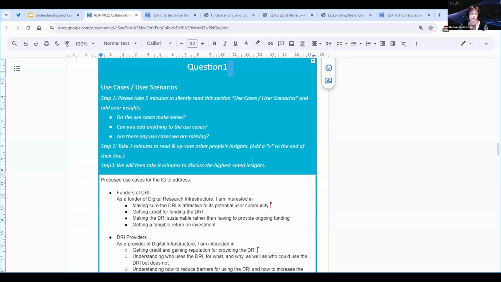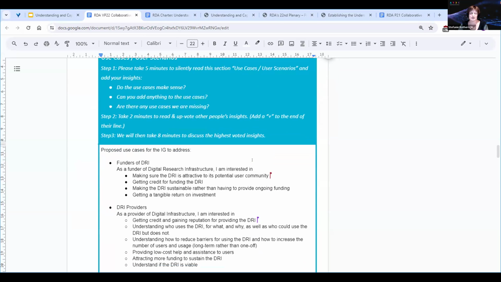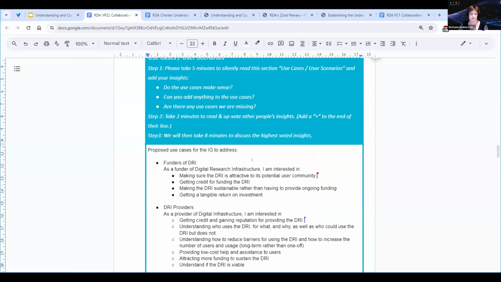And after those 5 minutes, if you wouldn't mind taking about 2 minutes to read what other people have written, and maybe add a plus to something that you think makes particular sense. And then we'll have a couple of minutes, 5 to 8, to discuss what's been voted on, and maybe depending on how many upvotes we get, we can discuss the whole set of use cases, if that's okay. Does that make sense?